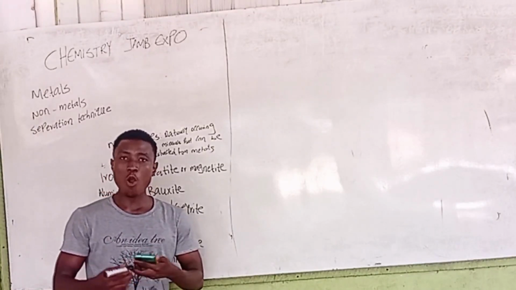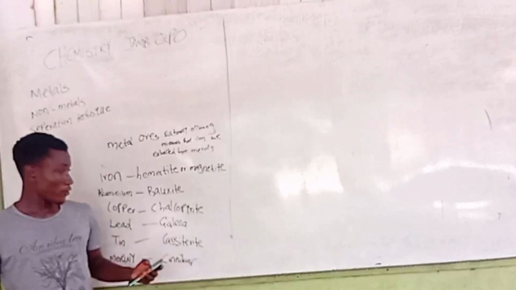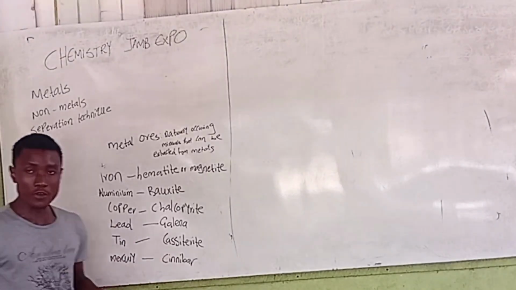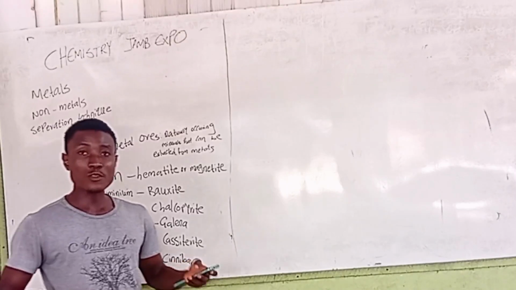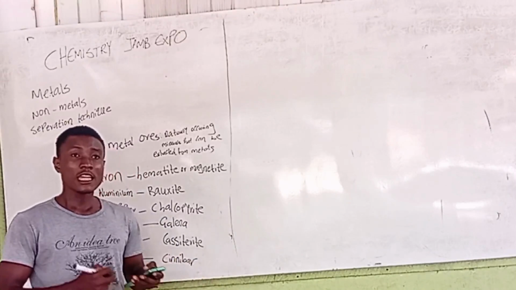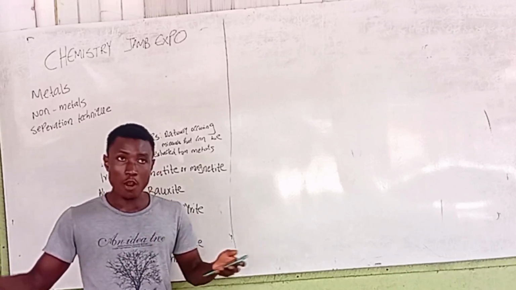Now, why are ores important? Although I don't even need to tell you why ores are important, because from what you are seeing here, from the lead to the copper, to the tin, to the mercury, to the iron, to the aluminium, you are supposed to automatically know that these things are important. They are economically important in our society, in our day-to-day activities.